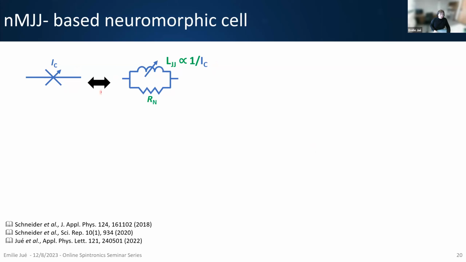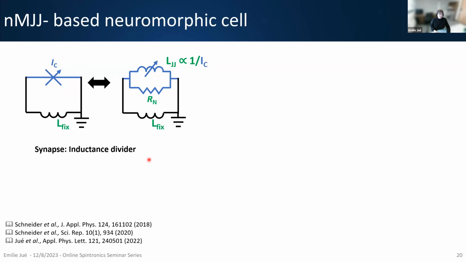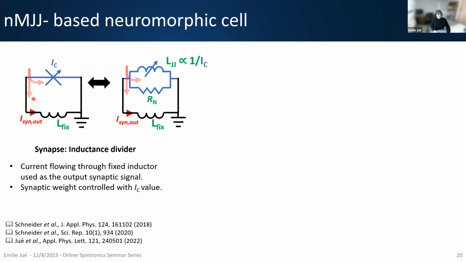So we can use this property to build our synapse by building an inductance divider. That is simply done by adding a fixed inductor in parallel with the Josephson junction. By doing that, when we apply a current through the device, the current is divided between the Josephson junction and the fixed inductor.